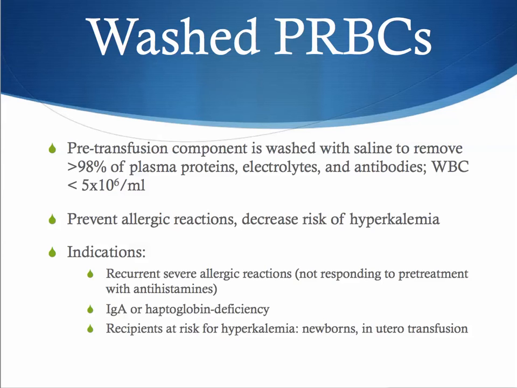The indications therefore are patients with severe allergic reactions not responding to treatment with antihistamines, people with a history of immunoglobulin A deficiency or haptoglobin deficiency, because if you transfuse a blood product containing immunoglobulin A or haptoglobin, the first time you give a sensitization, but then the second time this patient receives a blood product, you have a high risk for an anaphylactic response towards that blood product. So for immunoglobulin A deficiency, either use an immunoglobulin A deficient donor or use washed red blood cells.